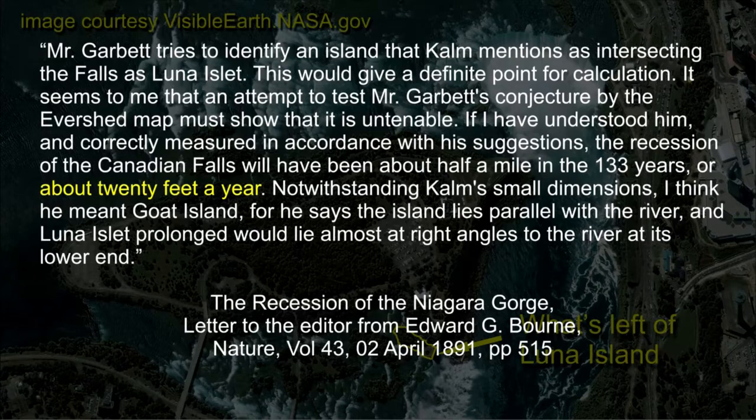It seems to me that an attempt to test Mr. Garbett's conjecture by the Evershed map must show that it is untenable. If I have understood him and correctly measured in accordance with his suggestions, the recession of the Canadian Falls will have been about half a mile in the 133 years, or about 20 feet a year. Notwithstanding Kalm's small dimensions, I think he meant Goat Island, for he says the island lies parallel with the river, and Luna Islet prolonged would lie at almost right angles to the river at its lower end."